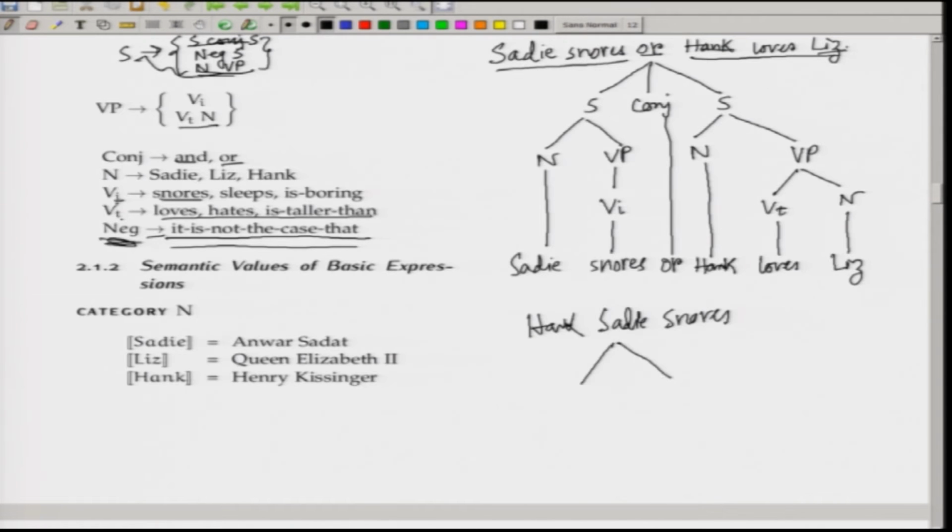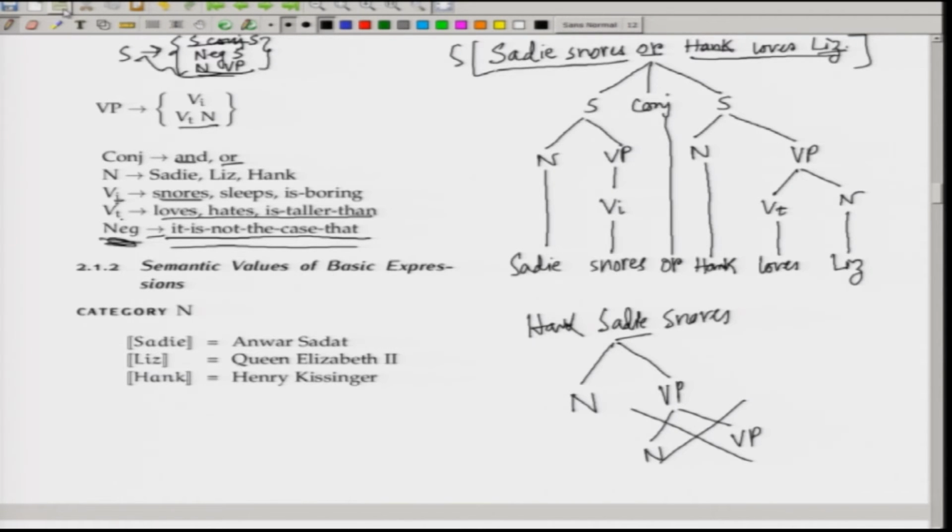What will be the root? We can say that this is an S, so the entire thing is an S. We can say that S goes to N VP. Then VP, because it is Sadie snores, now we should have N and VP, which is not possible. No, VP does not go to N VP. So, this route cannot be taken, right? This route cannot be taken.